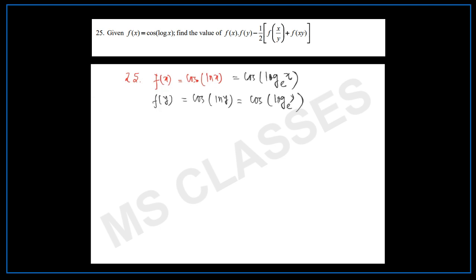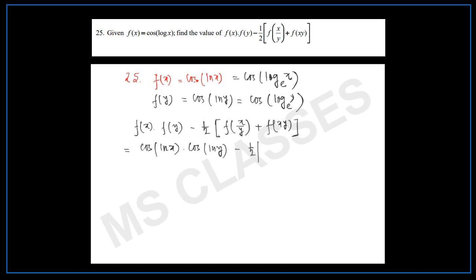Now the given expression is f of x into f of y minus half of f of x by y plus f of xy. Now what is f of x here? f of x is cos of ln x into cos of ln y minus half of cos ln of x by y plus cos ln of xy.